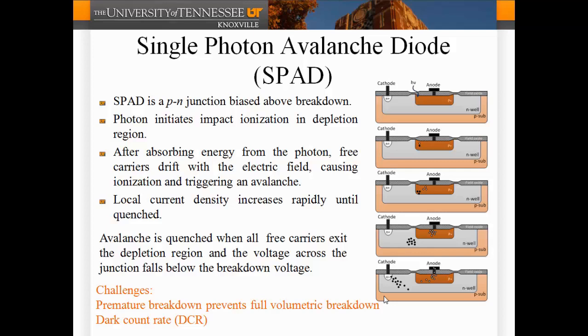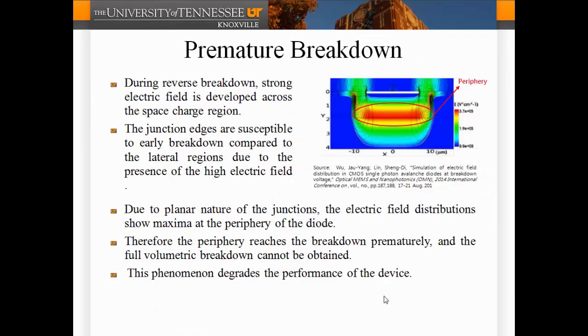In order to prevent it, our group published a paper last year in IEEE Sensors, where we developed an active quenching circuit as well as readout electronics to accommodate the resetting time. But this work is totally based on optimization of the device.